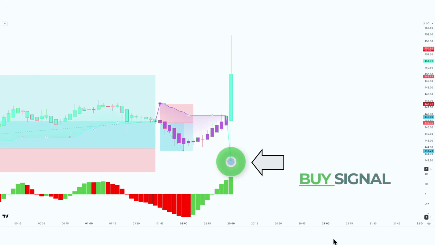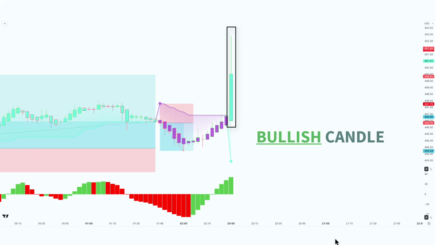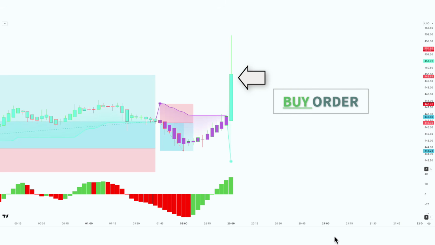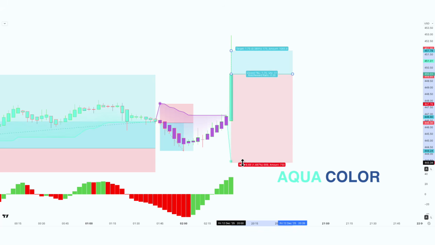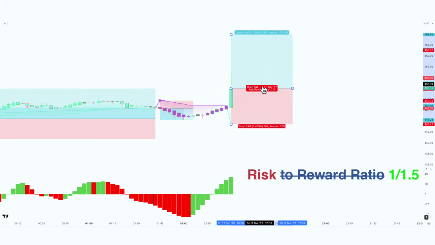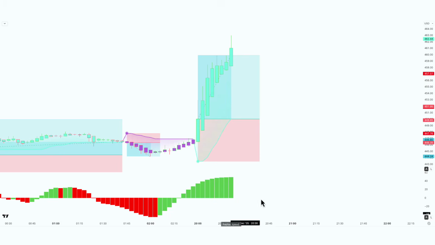Here, the ATR Supertrend circle of this indicator is a buy signal. Here, the Tighten Distance indicator shows green columns. Here, the market has made a bullish candle to give confirmation. So all our conditions are being fulfilled, so we are placing an order to buy. Our stop loss is to be placed at the aqua line, and the risk-to-reward ratio will be 1:1.5. Let's see what happens to our trade. We have won the trade.